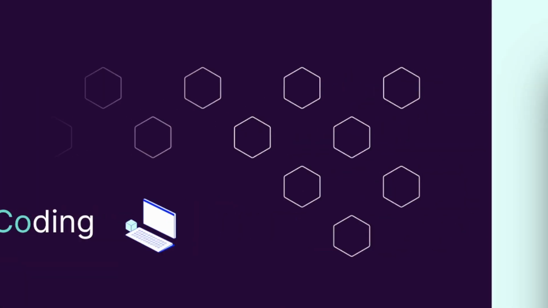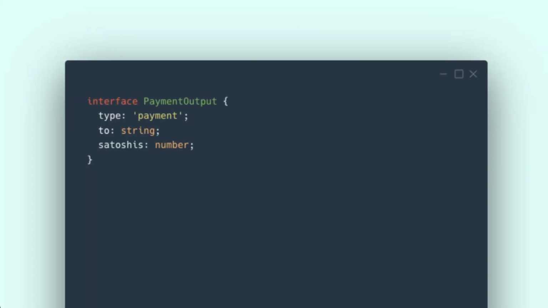Alright, let's get coding. Here you can see the payment output interface. It requires three properties: type, to, and Satoshis. The mandatory type property should be set to payment as we are sending a payment output. Further, the to field accepts a PayMail address or a Bitcoin SV address string. And finally, you can send as many Satoshis as you want to the receiver. Make sure to enter an integer for this field.